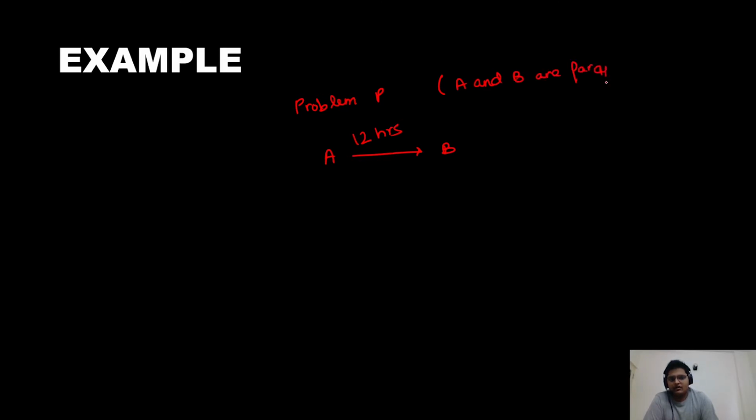Let us further understand some basic terminology related to optimization problems using an example. Suppose you have a problem P, where you have to travel from point A to point B in, let's say, 12 hours. Now we know that A and B are far apart. Now you have the following options which you can use. You can either walk, you can take a car or a bike, you can travel via a train, or you can travel via an aeroplane.